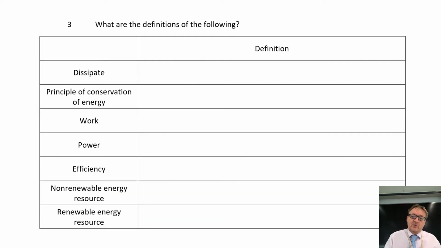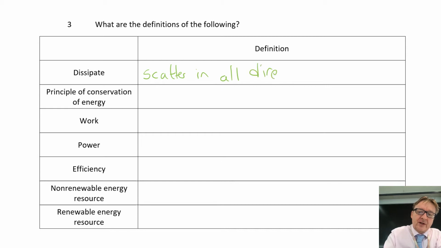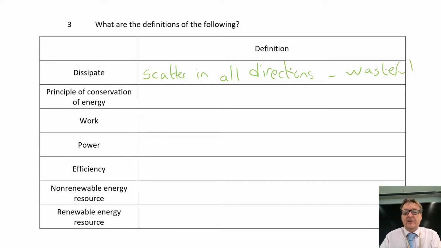Question number 3. What are the definitions of the following? I'm going to go through some definitions that are the most important ones within the topic. Dissipate is to scatter in all directions, or it can sometimes be put as wasteful. Really, if I'm going to dissipate a class, what they'd do is scatter in every single direction possible.